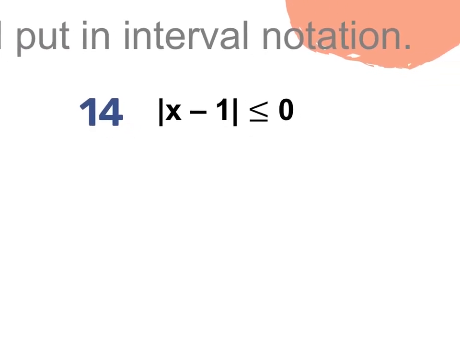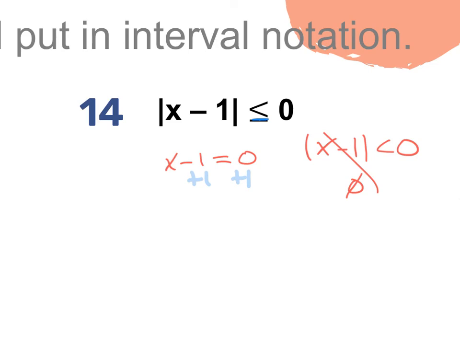Now, for this one, we know that the less than is never going to work. We're never going to get a negative number out of this. However, we still need to deal with the or equal to part. So the only thing I'm going to solve here is x minus 1 equals 0. Because if it were just less than, this is no solution. We can't get a number less than 0 to make that true. So the only thing we're dealing with is the equal to part of this. So I'm going to add 1 and x equals 1. And that's my only answer. That's the only thing that would make that true.